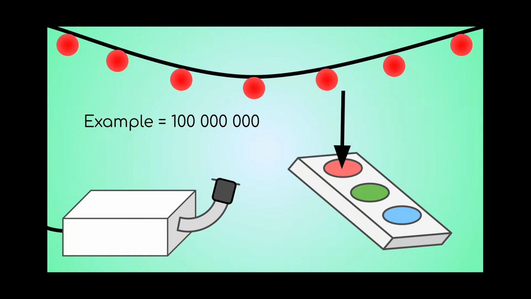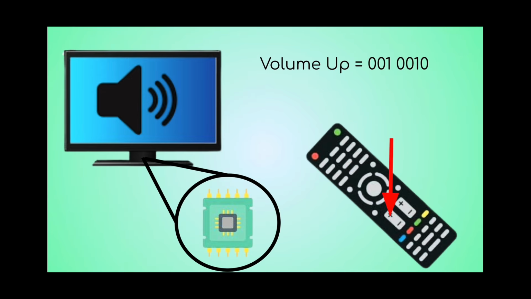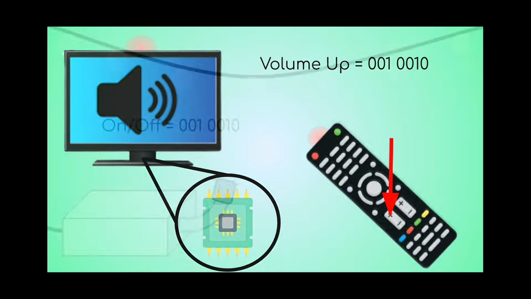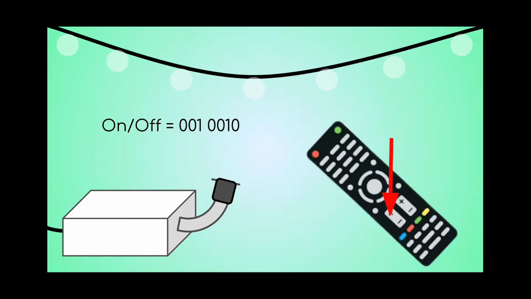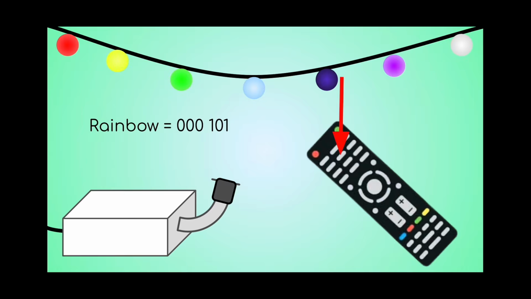And in this example, pressing the red button makes the lights red, green makes the lights green, and pressing the blue button makes the lights blue. Now this is specifically because of the different codes that those buttons are sending out that the receiver is translating. But what those binary codes mean can change based on the receiver inside the device. So as we saw with the lights, the volume up button can turn them on and off. And pressing that number 5 gives us those rainbow lights we were talking about before.